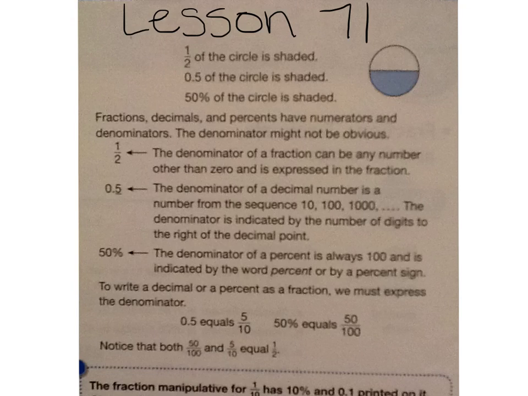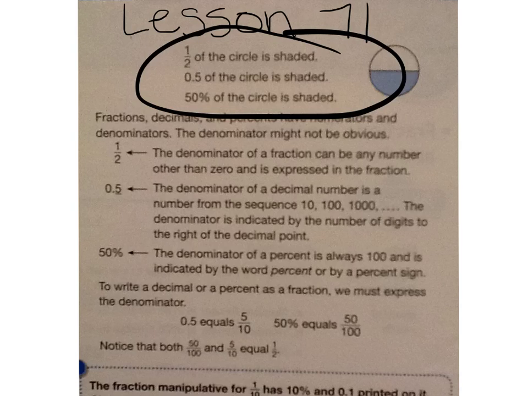This is lesson 71, fractions, decimals, and percents. Fractions, decimals, and percents are three ways to name a part of a whole. As we see up here, it tells us 1/2 of the circle is shaded. This circle right here. We can also say that as 5/10 of the circle is shaded. That's the same as a half.